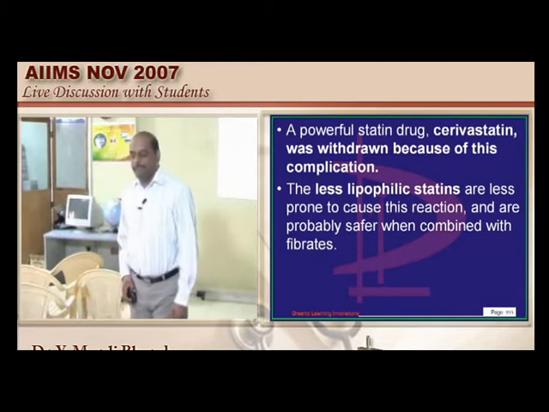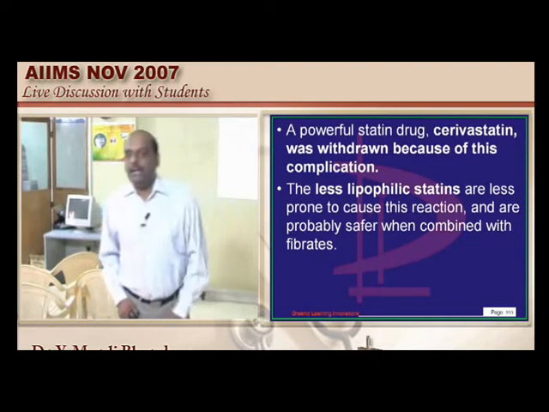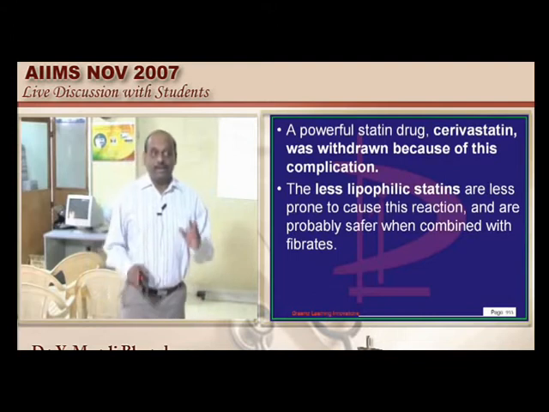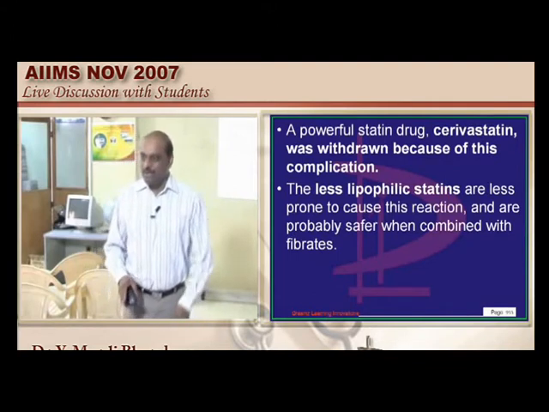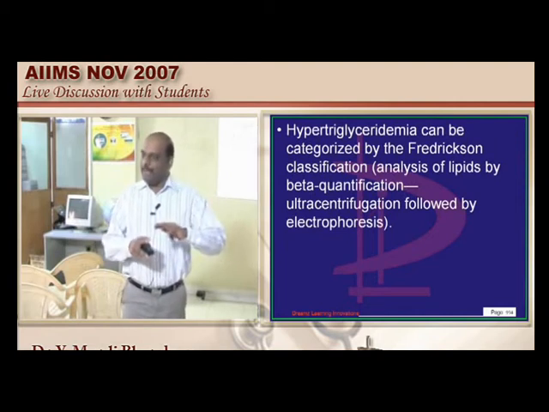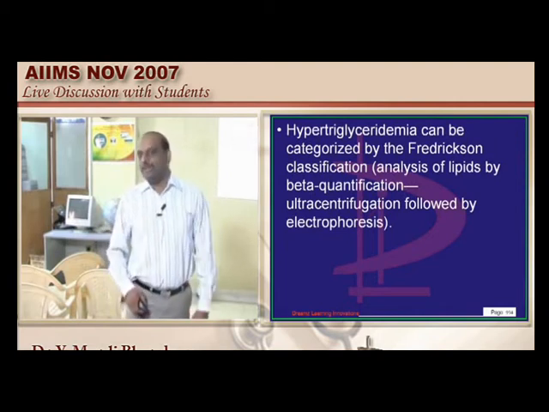So actually, what is type 3? How is it special? Type 3 is dysbetalipoproteinemia. Both triglycerides and cholesterol will increase in type 3 hyperlipidemia.